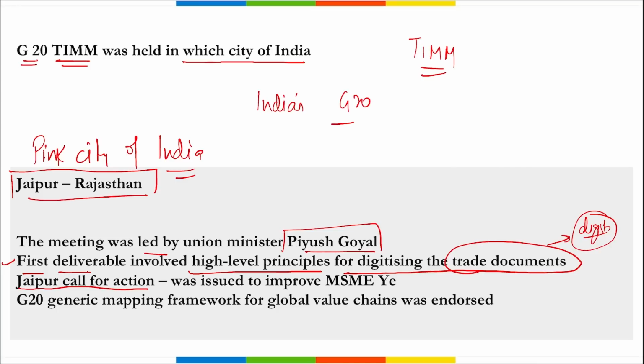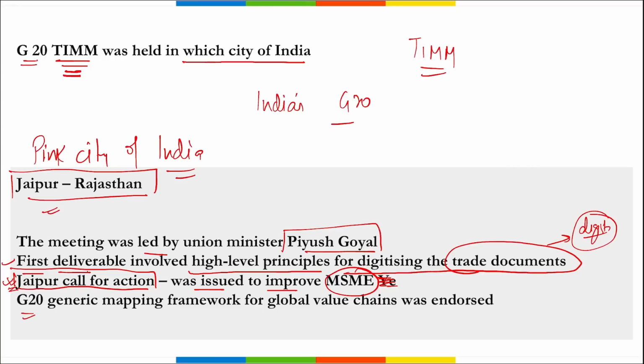Then Jaipur call for action, do remember this? This was issued to improve the MSME conditions, right? Jaipur call for action, it was issued to improve the MSME information access, to plan for the International Trade Center in Geneva, Switzerland, to upgrade the global trade help desk, to address MSME's information gap with the consultation from the United Nations Conference on Trade and Development as well as WTO. So remember this Jaipur call for action, this was adopted during the G20 TIIM meeting that was held in the Pink City of India, that is Jaipur, Rajasthan.